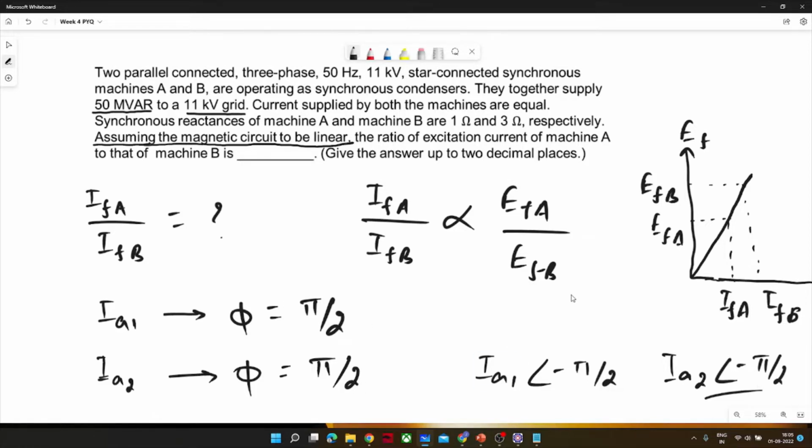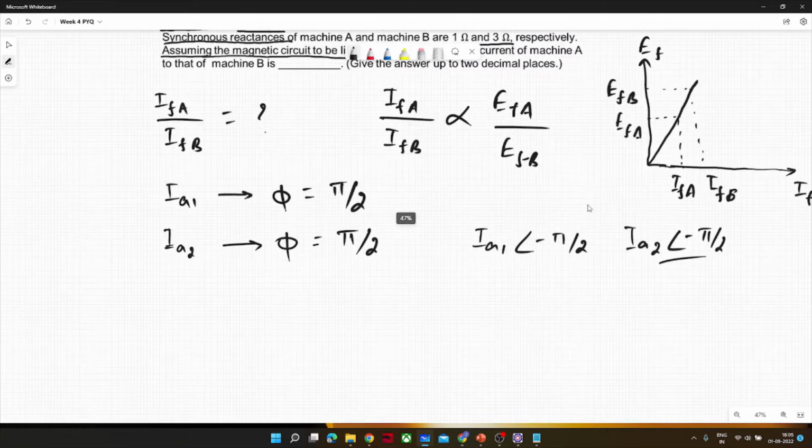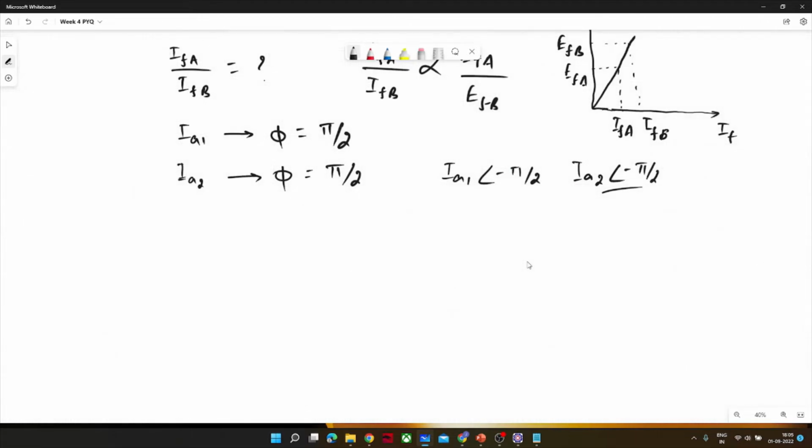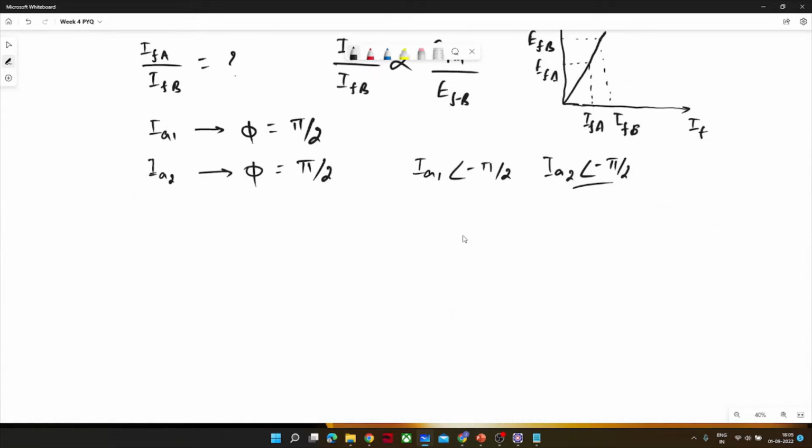Now we infer from that statement. The synchronous reactances are different, so we have to apply KVL in the two parallel circuits. And how those two parallel circuits would be connected, let me draw it for you.